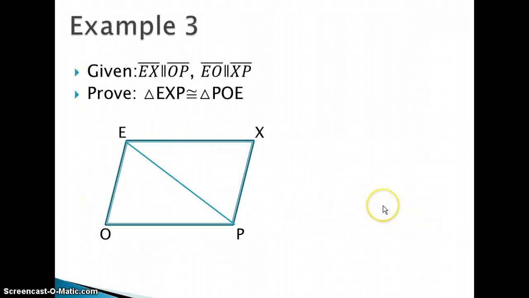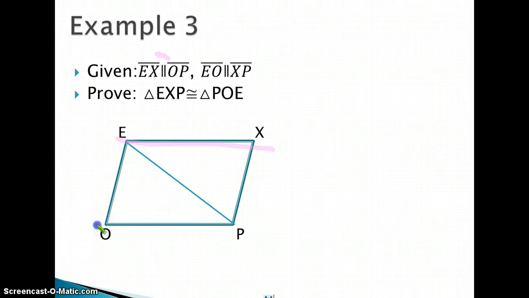Alright, so here's our first example. It says EX is parallel to OP and EO is parallel to XP. That's given information. So before I get too far, I'm going to highlight those lines. I'm going to go with these guys in the purplish, pinkish color.